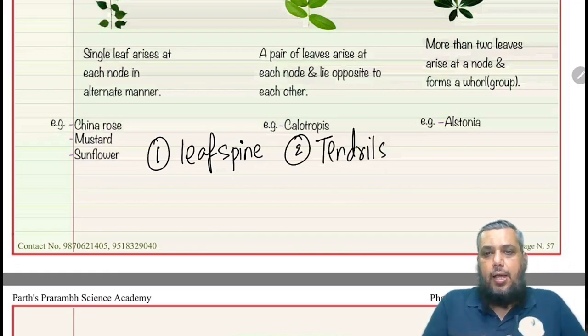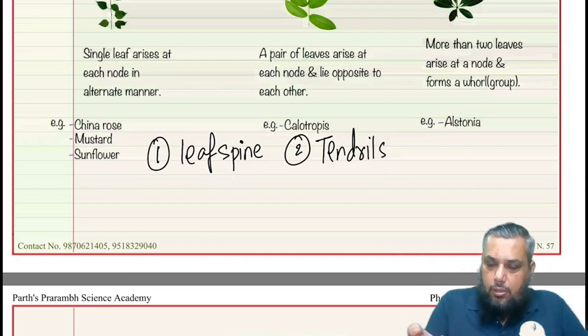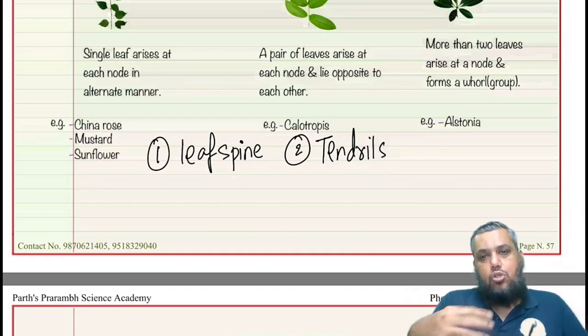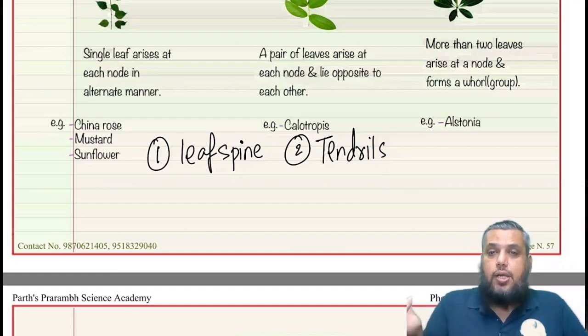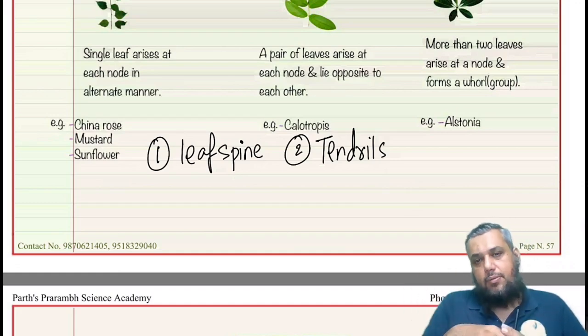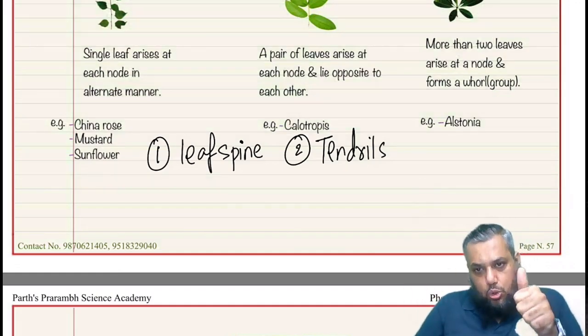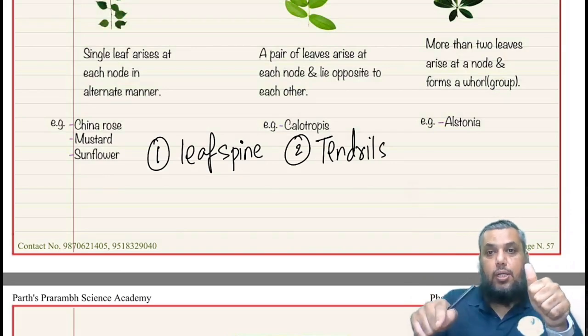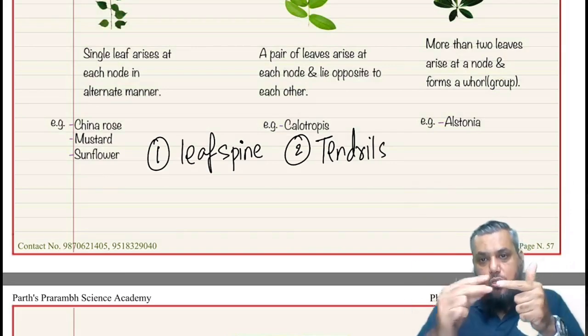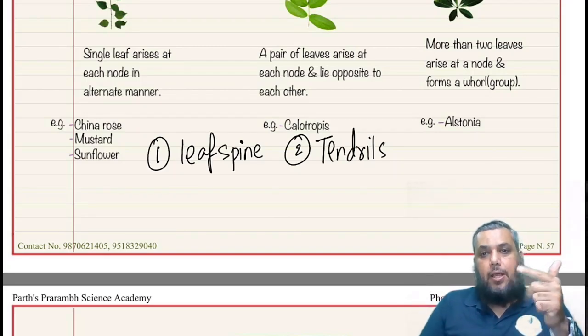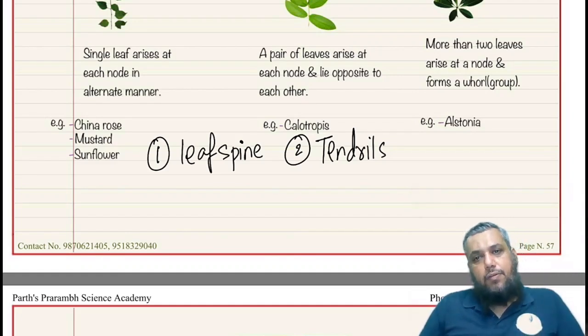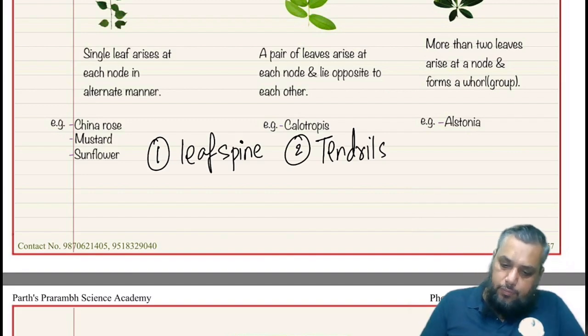Now in this, either the entire leaf can become tendrilar, or a leaflet can become tendrilar, or the leaf tip can become tendrilar. So different parts of the leaf can get converted into tendrils. Sometimes the stipules can get converted into tendrils. So to summarize, depending upon that, you have different types of tendrils.